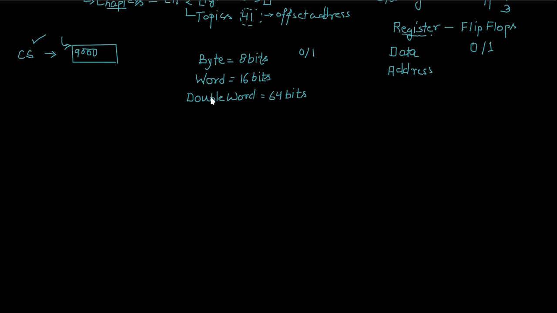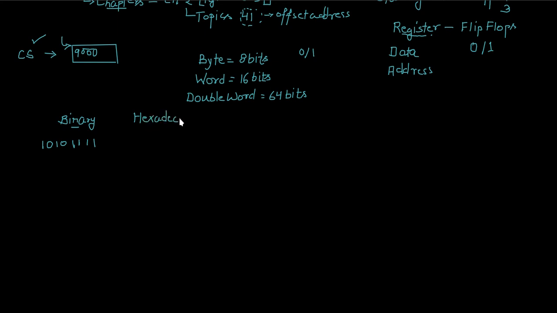There are some formats to represent memory addresses. Let's suppose we have a binary format. Binary format means the address is given in the form of binary numbers, 0 and 1. Let's suppose there is an 8-bit binary number. Let me write an 8-bit binary number with random values. You can see there are 8 bits in it, so we call this an 8-bit binary number.